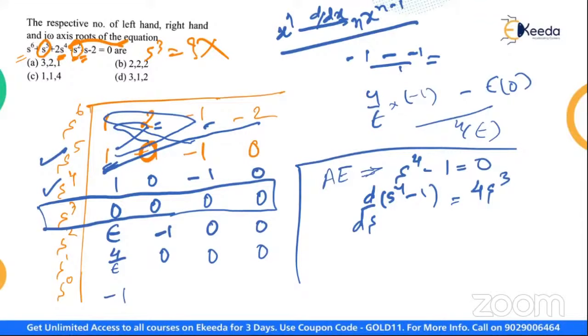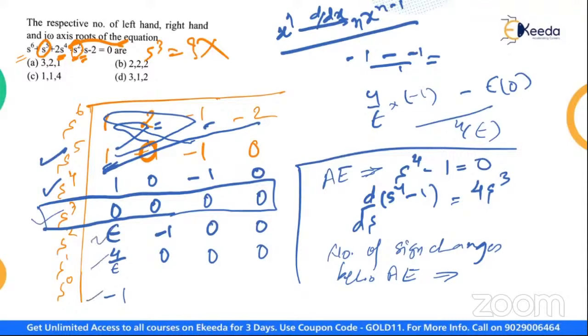Now, let us observe the number of sign changes below the auxiliary equation. The auxiliary equation is this one. Below this, 1, 2, and 3 are the entries. From here to here, there is no sign change. This is positive and this is also positive. But here you have one sign change. So there is one sign change, which means there is one pole on the right half of the s-plane.